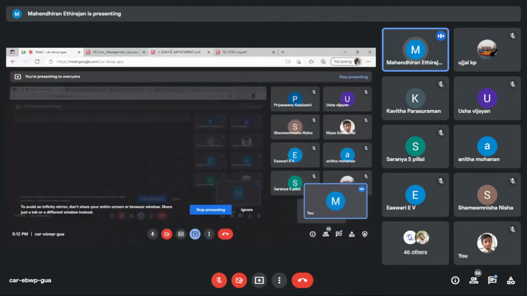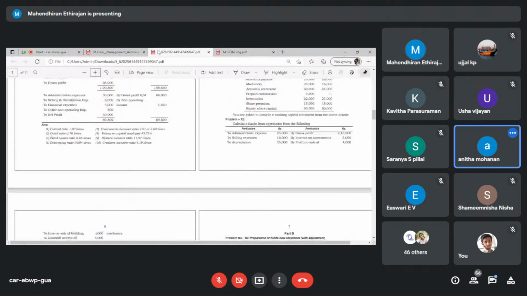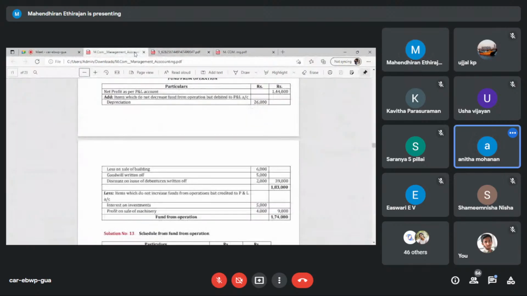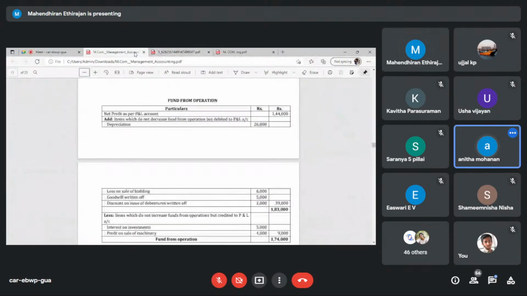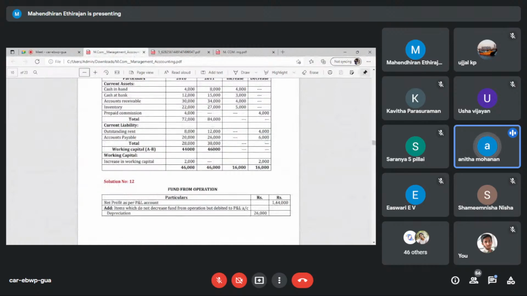Okay, I will go for problem number 13. Sir, please. I have a doubt on question number 11. Working capital is equal to A minus B, which is 44,000 in 2010 and 46,000 in 2011. The balance of 2,000 is taken in 2010. Why, sir? I can't understand, sir.